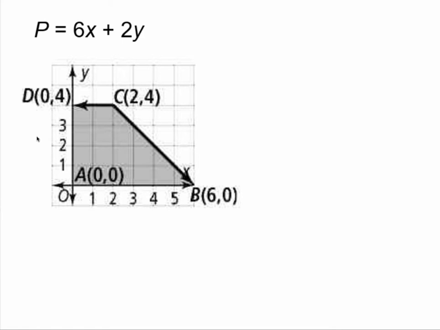So let's look at this problem here. Suppose profit is 6x plus 2y. If we have a maximum, it's going to occur at one of these 4 vertices. So let's try out each vertex. At 0, 4, P is 6 times 0 plus 2 times 4. So that's 0, so this is 8.